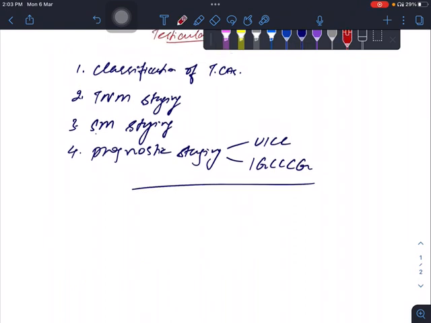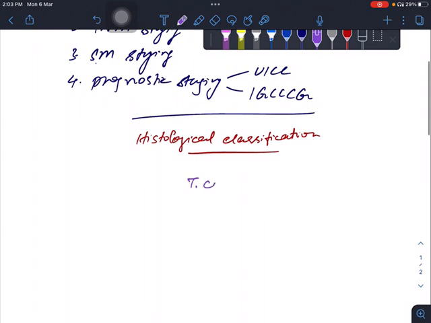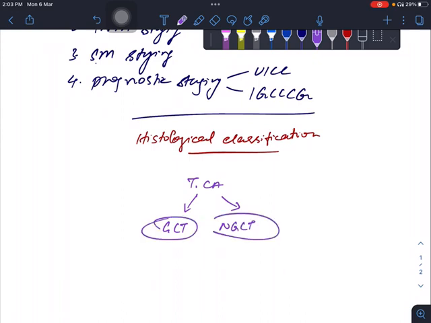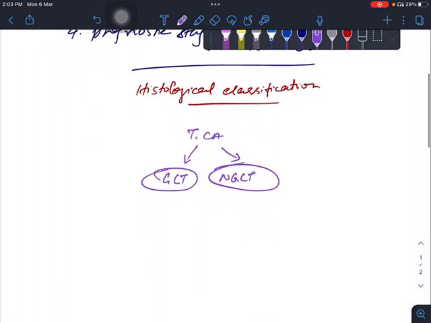Okay, so coming to the histological classification. Most commonly the testicular carcinomas are divided into germ cell tumors and non-germ cell tumors. The treatment also varies according to this histology. So let us see what the germ cell tumors are.